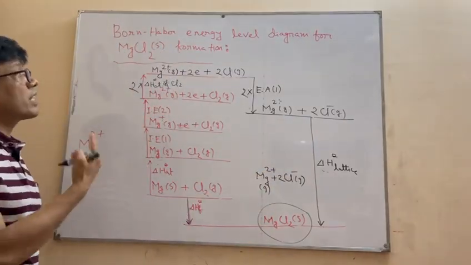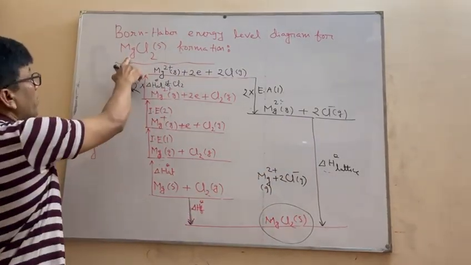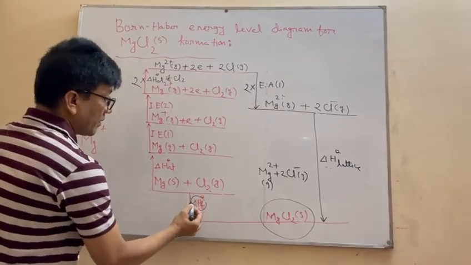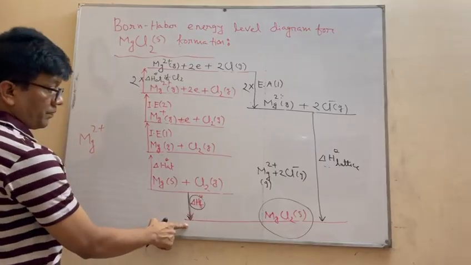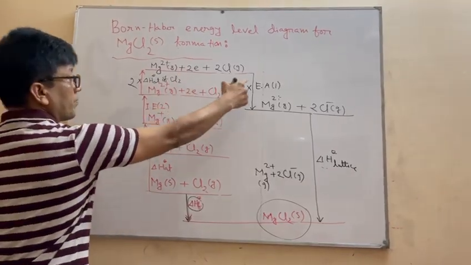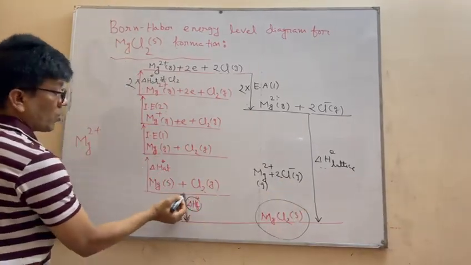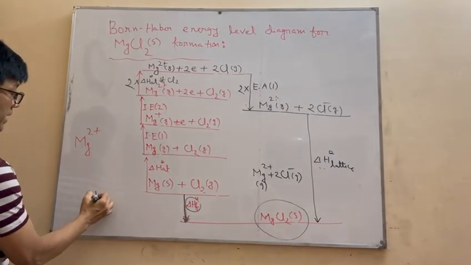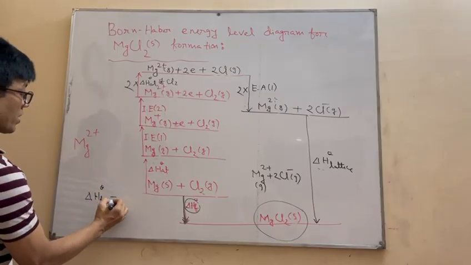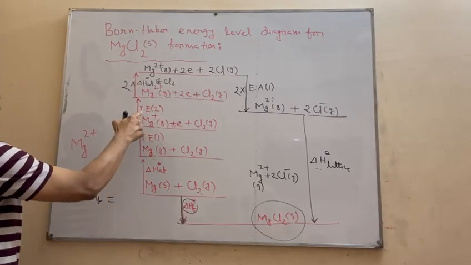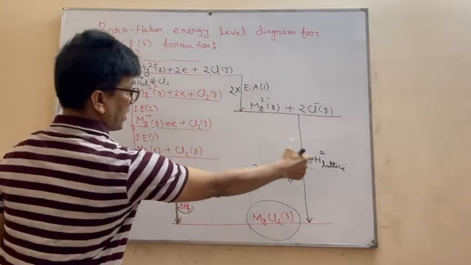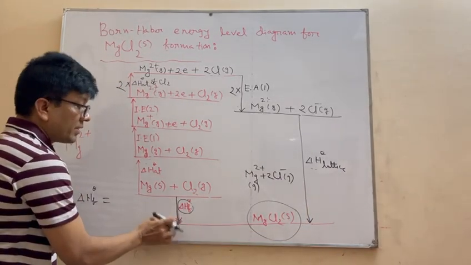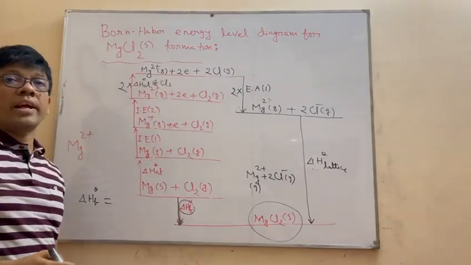Now you see, you started the Born-Haber energy level diagram for magnesium chloride formation. So you started from formation. This is the direct route and this is the indirect route. So the direct route means delta H formation equals this plus this plus this plus this plus this plus this. According to Hess's law, direct route enthalpy change equals indirect route enthalpy change.